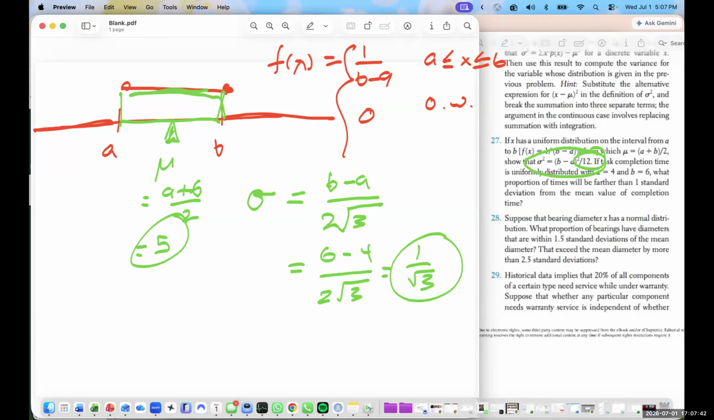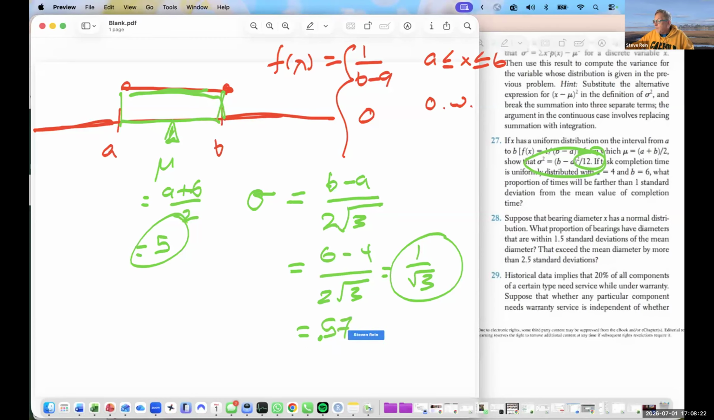So I could find plus or minus 1 standard deviation away from the mean, or plus or minus 2 standard deviations. But what is 1 over root 3? It's root 3 over 3. Let me go to Desmos. It's 0.577.